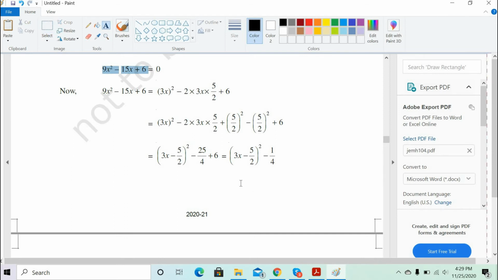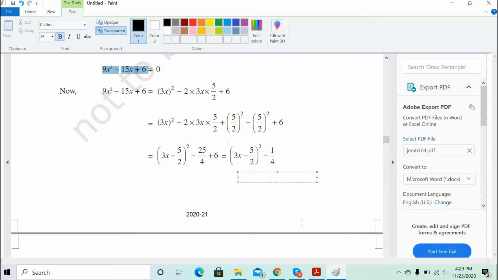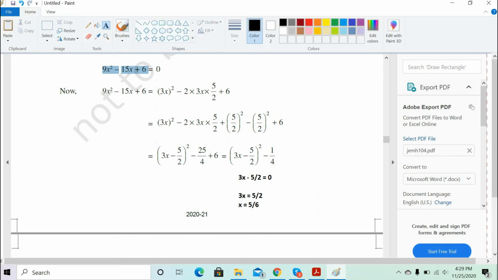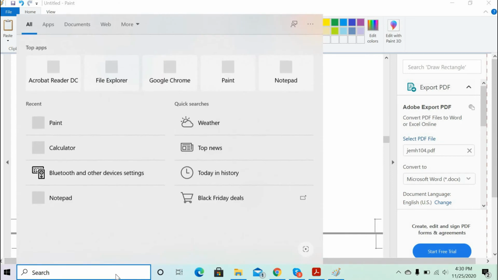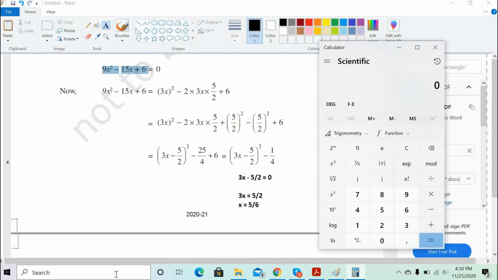So let's try to understand now. I'll equate this square term to 0. So it becomes 3x minus 5 by 2 equal to 0. We want the value of x such that this entire term becomes 0. So 3x will be equal to 5 by 2, and then x is equal to 5 by 6, correct? x is equal to 5 by 6.